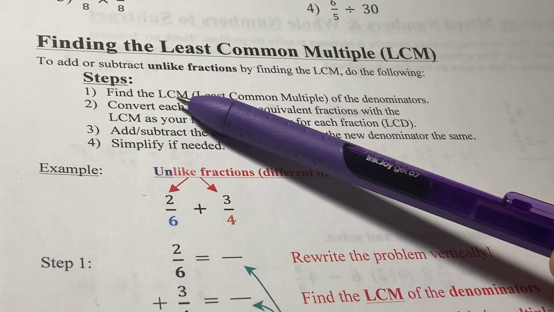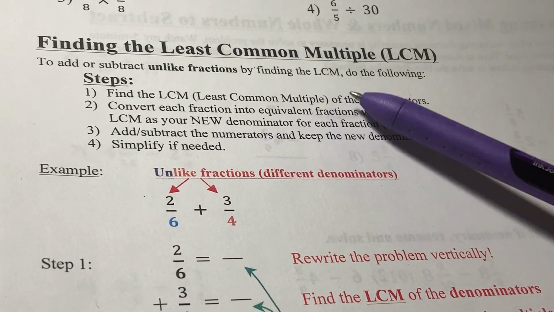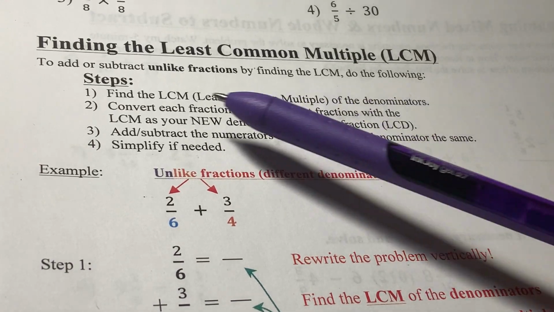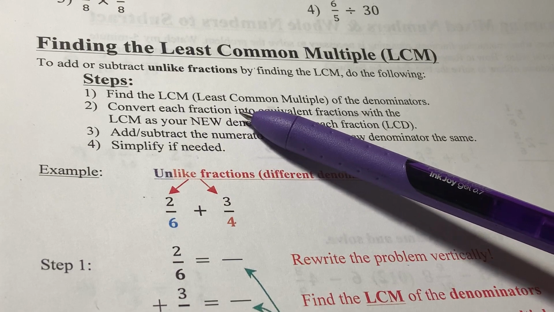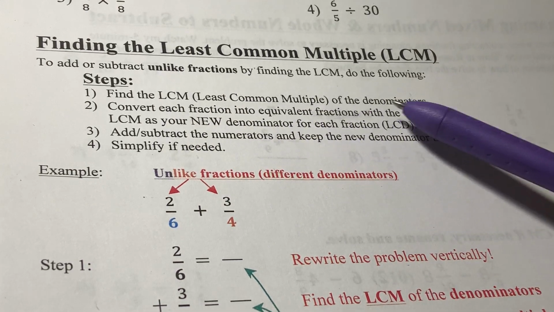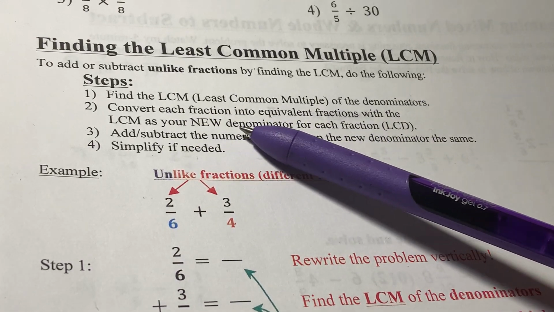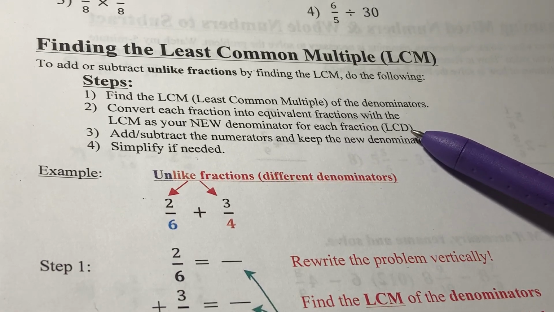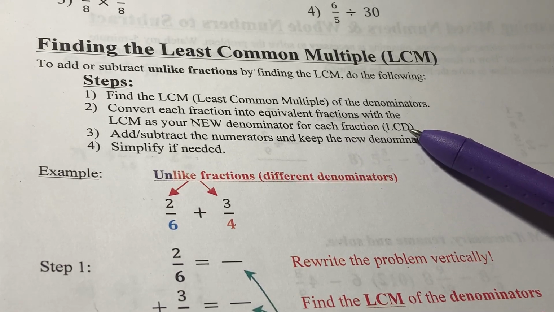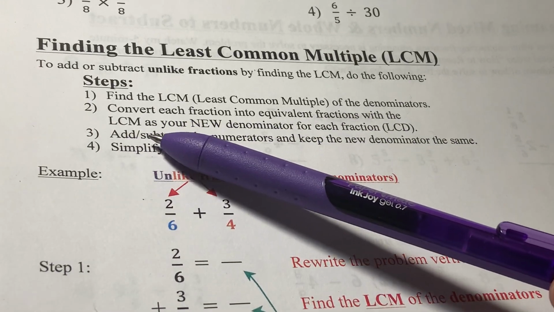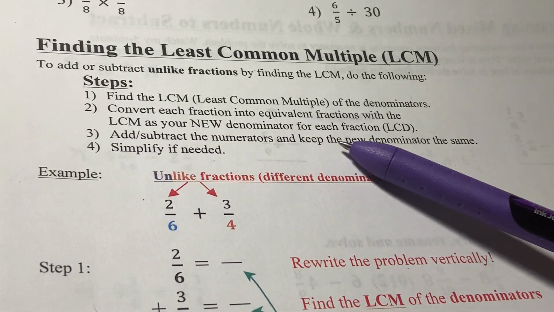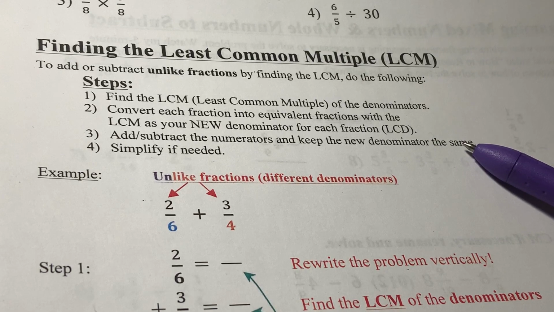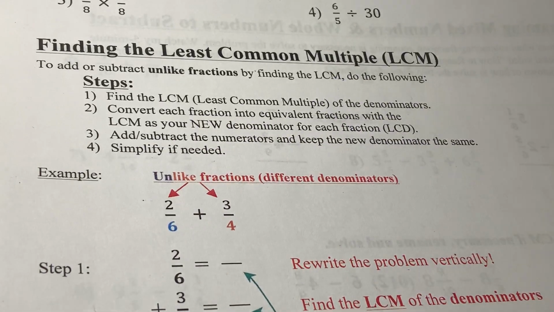Step 1, find the LCM, least common multiple, of the denominators. Step 2, convert each fraction into equivalent fractions with the LCM as your new denominator for each fraction, also known as the LCD, least common denominator. Step 3, add or subtract the numerators and keep the new denominator the same. Step 4, simplify if needed.